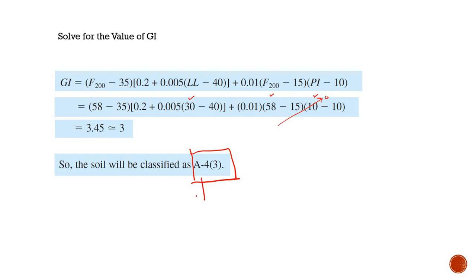So, A-4 is the group classification, and then the GI is placed in an open and closed parenthesis.